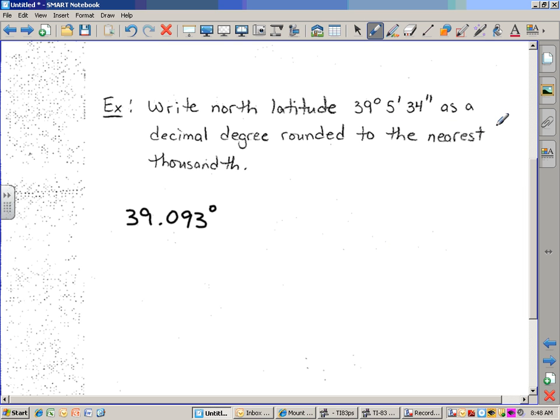Well, we can take 39 degrees, and we're going to add 5 divided by 60 minutes. And once we divide by 60, now it's a degree. And then we're going to add 34 over, no, it's 3,600, because to go from degrees to seconds, we have to do the 60 conversion for minutes, and then we have to do the 60 conversion for seconds. 60 times 60 is 3,600. That now turns that into a degree.